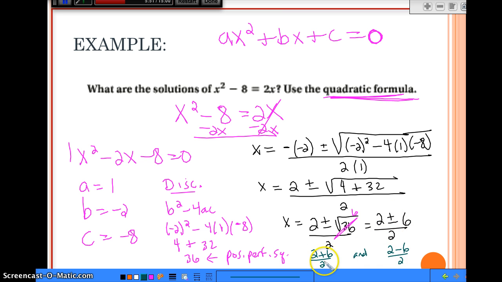So 2 plus 6 is 8. 8 divided by 2 is 4. 2 minus 6 is -4, and -4 divided by 2 is -2. So those would be our two roots. And then, of course, don't forget, you'd want to go back and check it to make sure that neither one of those are extraneous.